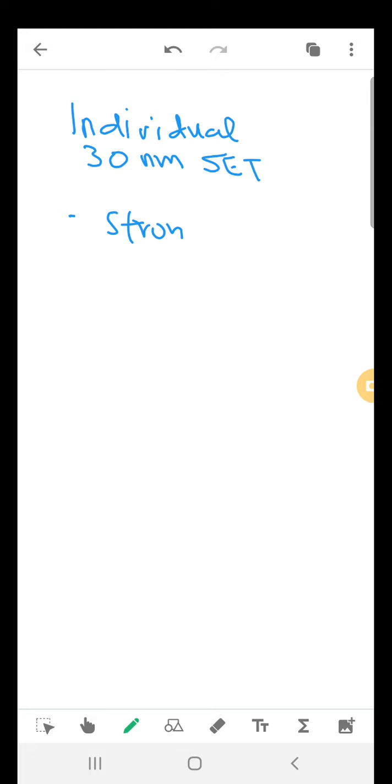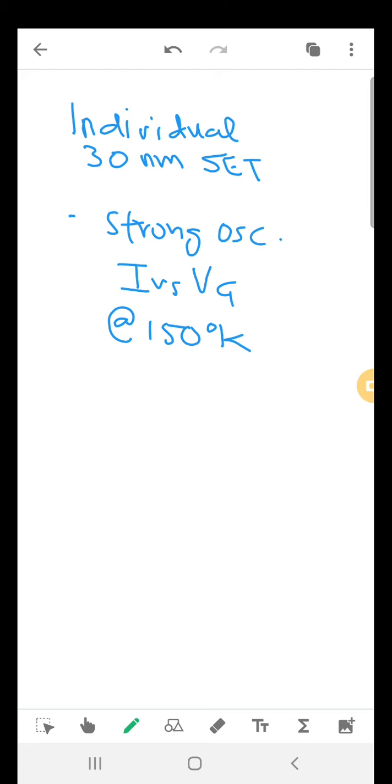There have also been individual 30 nanometer silicon single electron transistors which show strong oscillations of current versus gate voltage at around 150 K, which is basically half the room temperature.